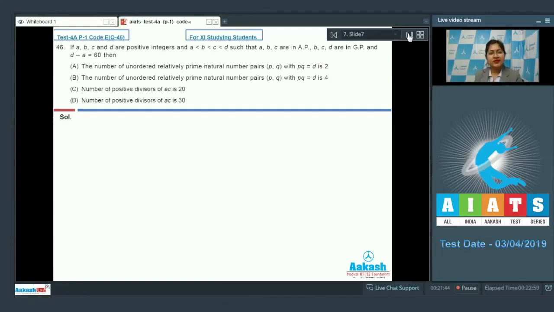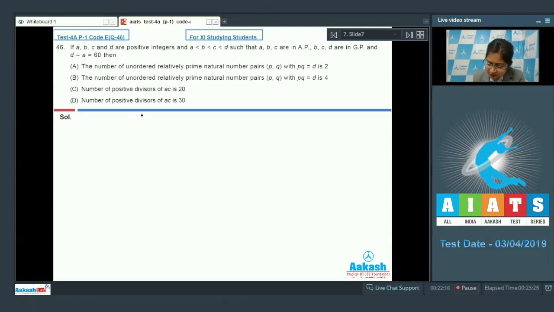Next is question number 46, which says that if A, B, C and D are positive integers and A is less than B less than C less than D, such that A, B, C are in AP and B, C, D are in GP, and it has also been given that D minus A is equal to 60, then the number of unordered relatively prime natural number pairs with PQ equal to D is. We firstly have to find the values of A, B, C, D.